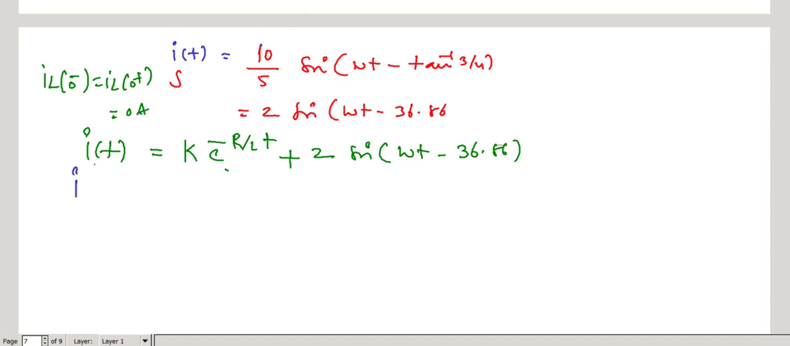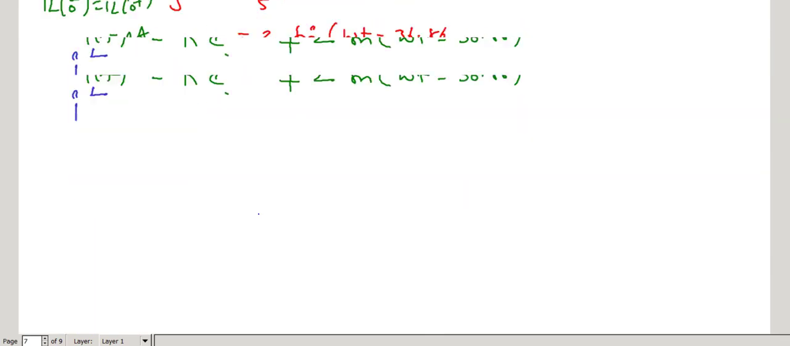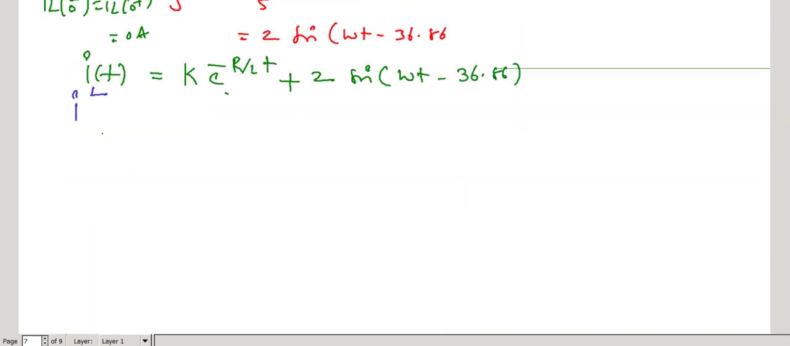So what is IL? This is the response I of t, the current through the inductor. The current through the resistance is the same as the current through the inductor. You can see that whatever current flows through the resistance, this I of t, when the switch is closed, it goes through the resistance and through the inductance. So the current flowing through the inductance is the same as the current flowing through the resistance. Now you see, this is the IL of t.